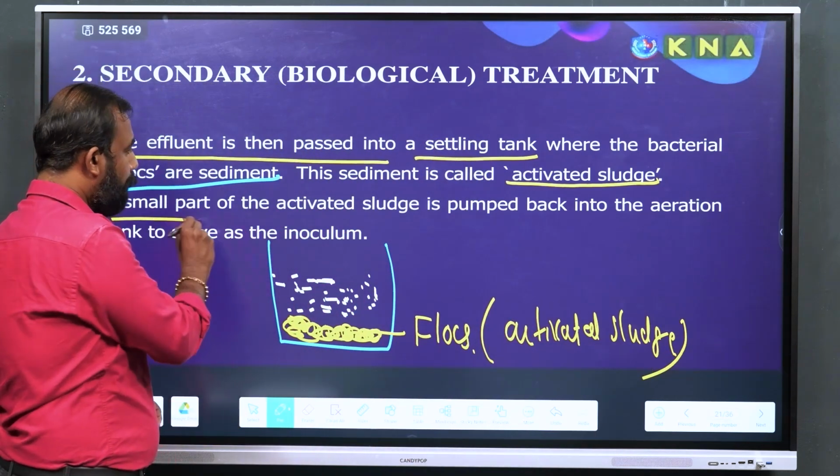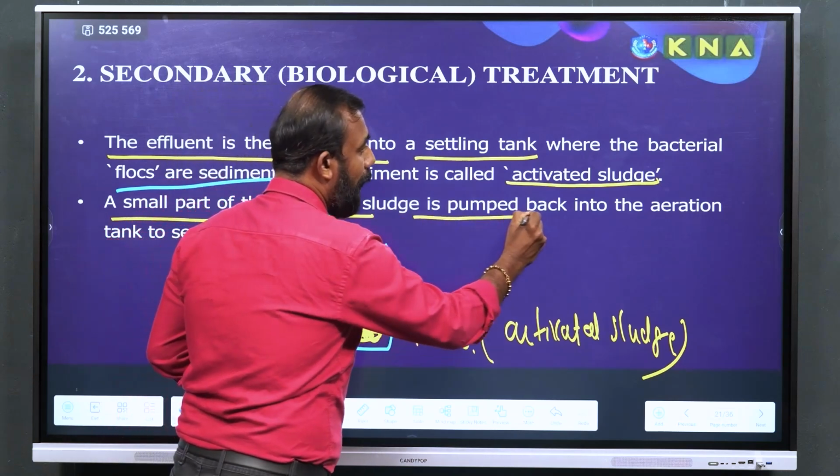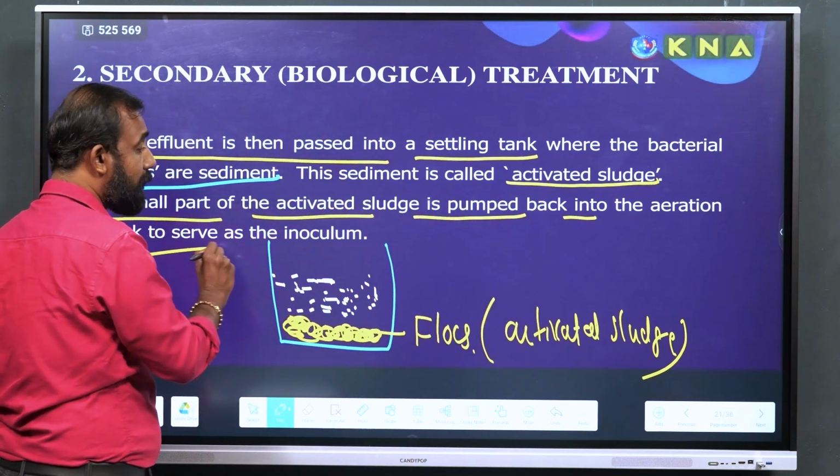A small part of activated sludge is pumped back into the aeration tank to serve as an inoculum.